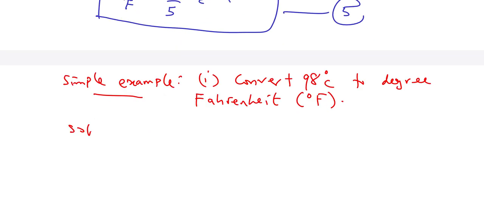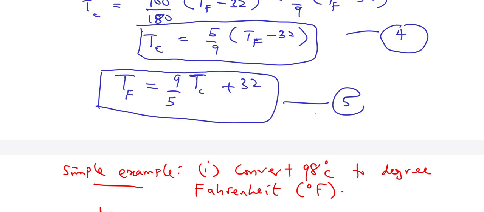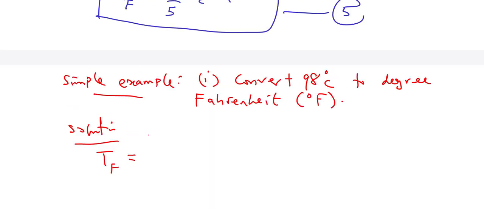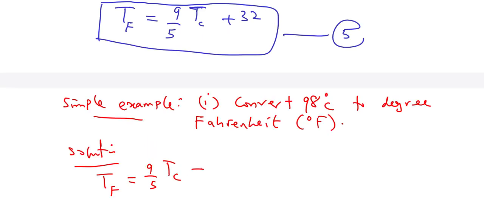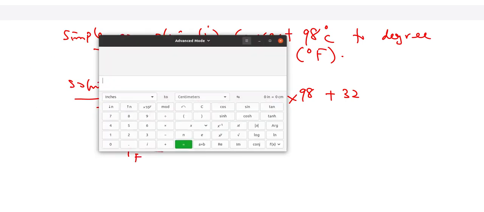So how do we solve this? It is very simple. You have to convert from degrees Celsius to Fahrenheit, so you use equation 5. The temperature on the Fahrenheit scale will be 9/5 the temperature in degrees Celsius plus 32. So in this case it will be 9/5 multiplied by TC, which is 98 degrees Celsius, then plus 32. So what is that? You can use your calculator.